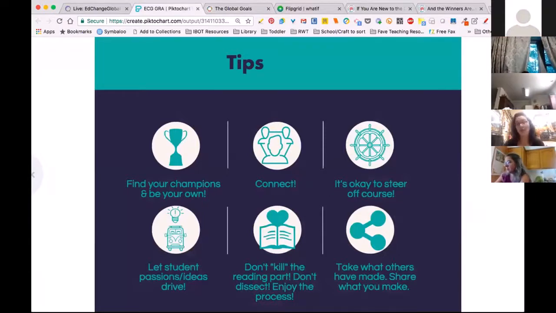But use it as an opportunity to connect, because it's not often that you get this many people reading the same book at the same time from all different countries and parts of the world. So, take advantage of it, right?